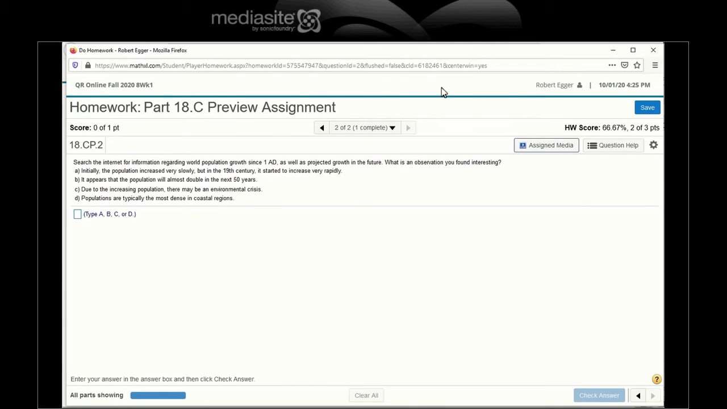All right, search the information regarding world population growth since 1 AD, as well as projected growth in the future. Video. What is an observation you found interesting? A. Initially, the population increased very slowly, but in the 19th century, 1800s, it started to increase very rapidly. That is true. It appears the population will almost double in the next 50 years. Due to increased population, there may be an environmental crisis. Population are typically the most dense in coastal regions, for the most part.